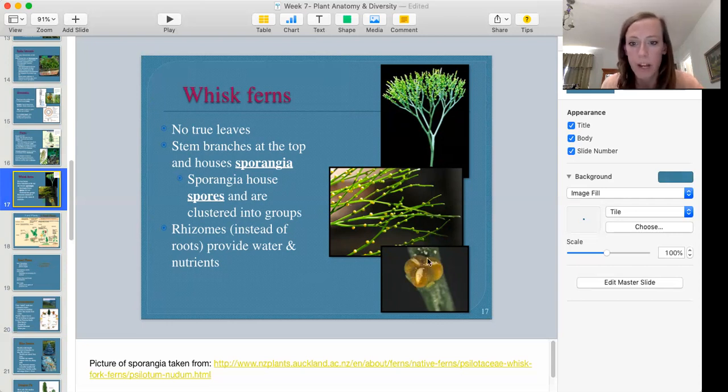Okay, so the sporangia for whisk ferns are often grouped in sets of 2 or 3. This one has 3: 1, 2, and 3 sporangia. And when that ruptures, it releases the spores, which again are enabling the growth of the gametophyte. Okay. They also have rhizomes instead of roots. This allows for water and nutrients to come up from the ground and reach the rest of the plant.